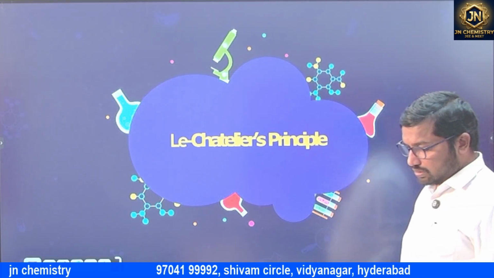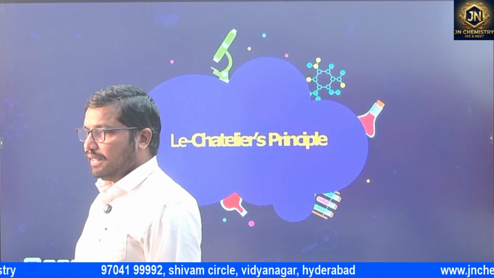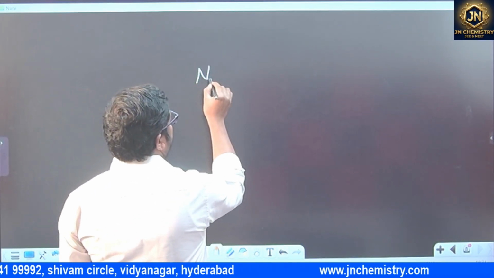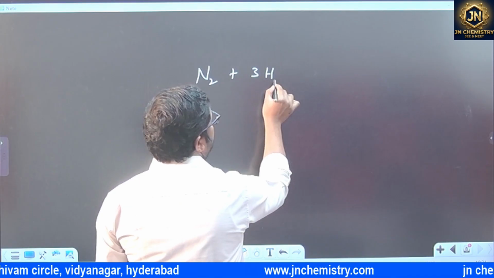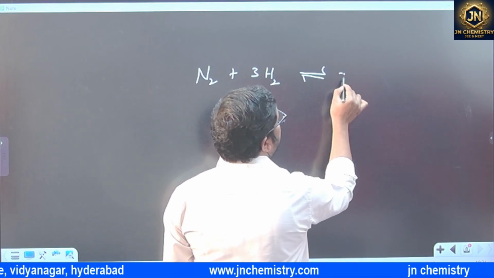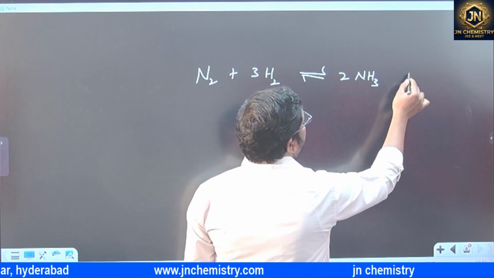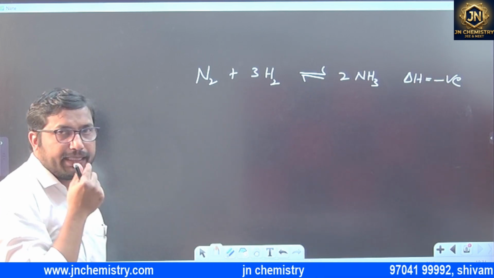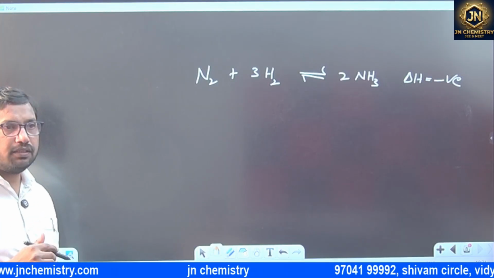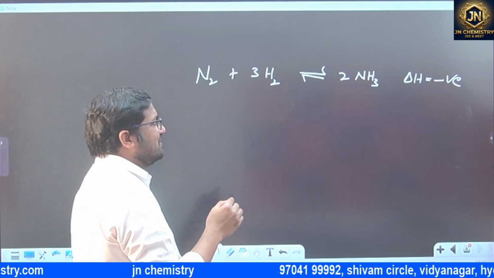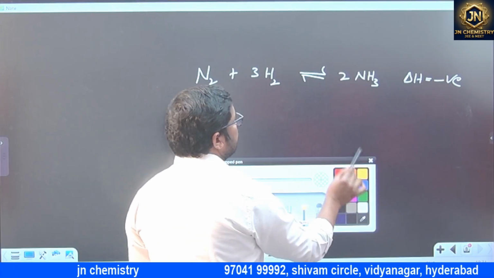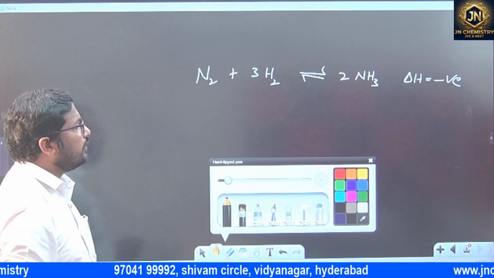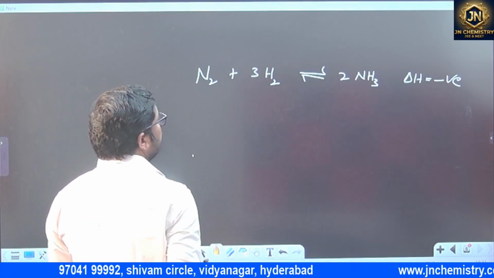Next, the last topic in chemical equilibrium, Le Chatelier's principle. First, I'll take one example: N2 + 3H2 gives 2NH3, and ΔH is negative. ΔH negative means the reaction is spontaneous. So the forward reaction is exothermic, the backward reaction is endothermic.